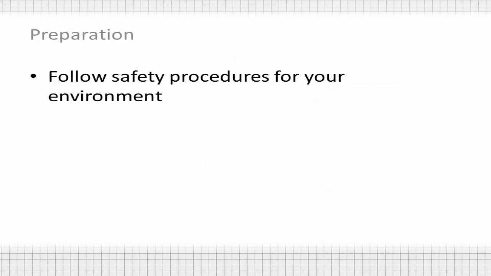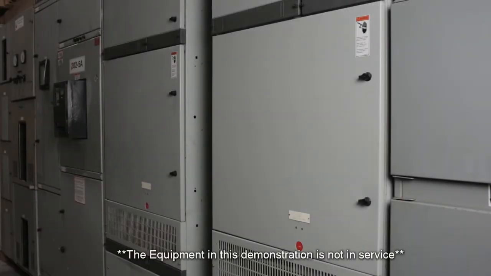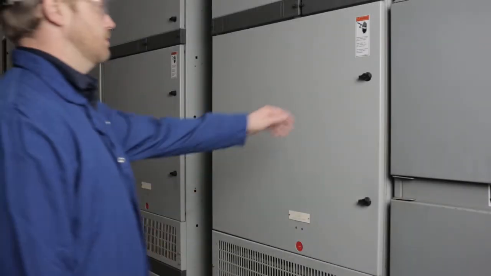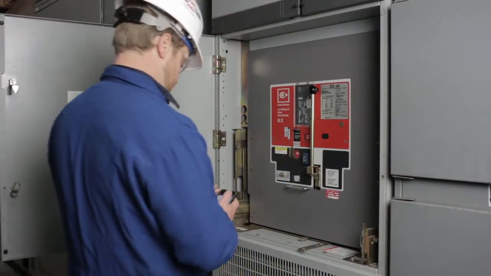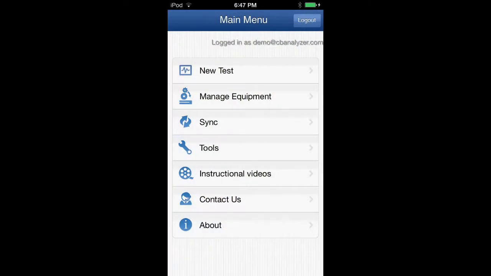Before performing any testing, be sure you are following all relevant safety procedures for working on your equipment, and you are using properly inspected and maintained safety equipment. Also ensure that you are recently logged into the CBAnalyzer app. When you are ready to begin, tap the New Test button in the main menu.